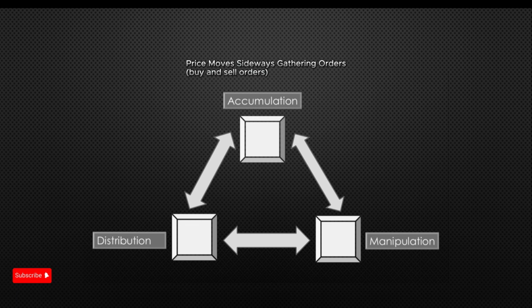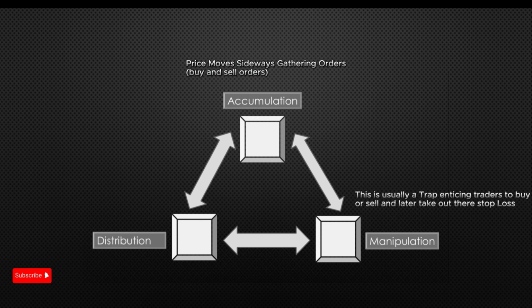Manipulation. After accumulation, the market often sees a quick spike in one direction. This is the manipulation phase. It's where the market takes out liquidity, grabbing stop losses, or forcing traders to act before reversing course. This is where many retail traders get trapped, but understanding CRT will help you avoid these traps.